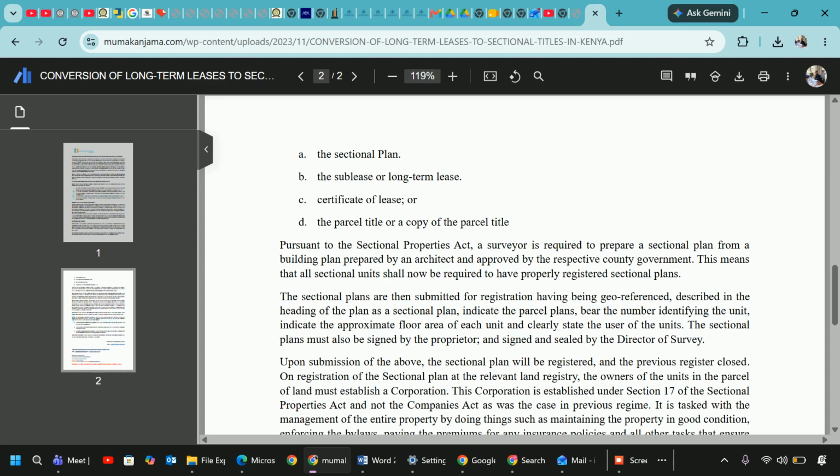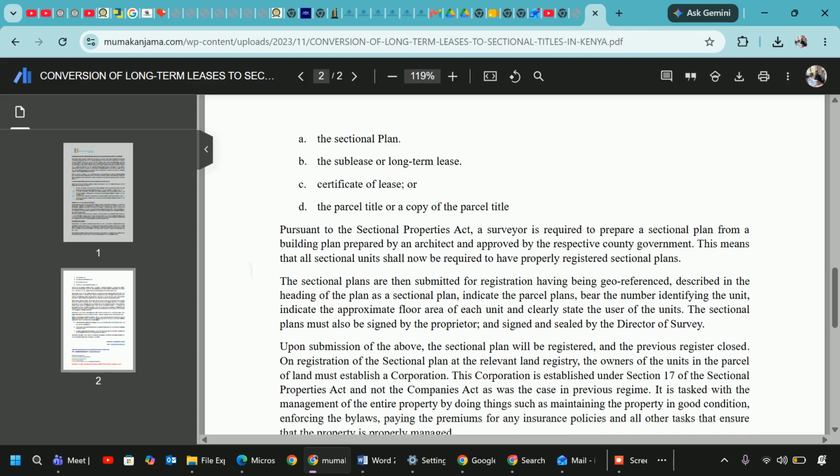What are the contents of this sectional plan? The sectional plan should indicate the parcel plans, bear the number identifying the unit, indicate the approximate floor area of each unit, and clearly state the user of the units. Okay. The sectional plan must also be signed by the proprietor and signed and sealed by the director of survey. So this sectional plan is taken to the Director of Survey for sealing and signature.